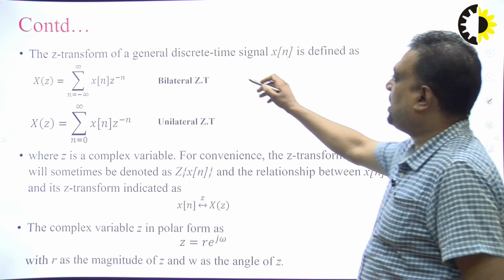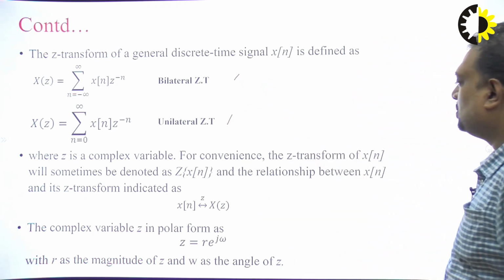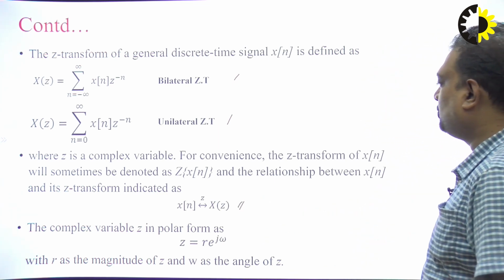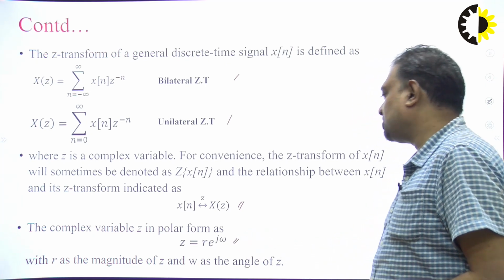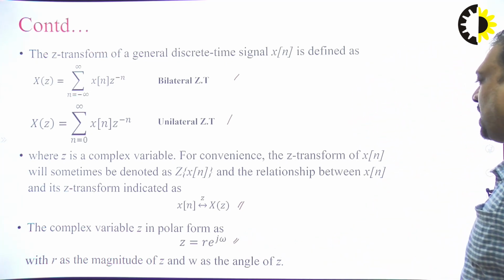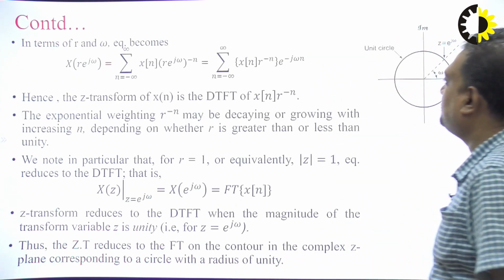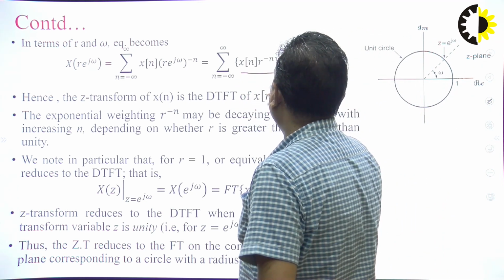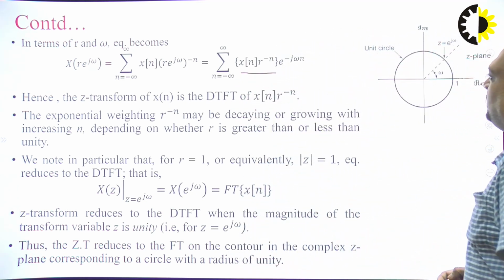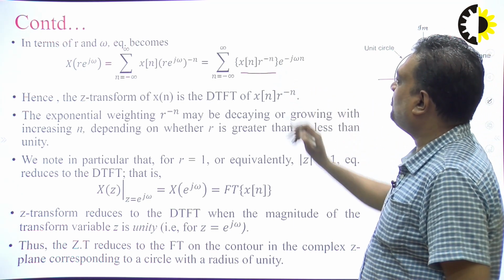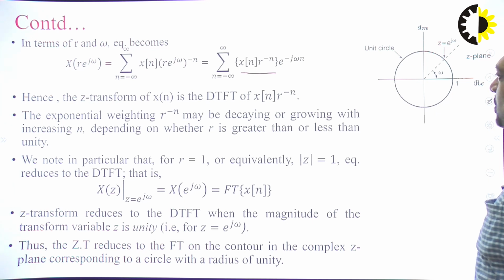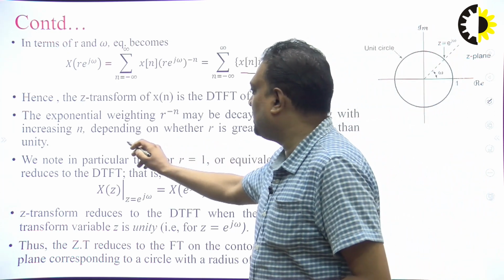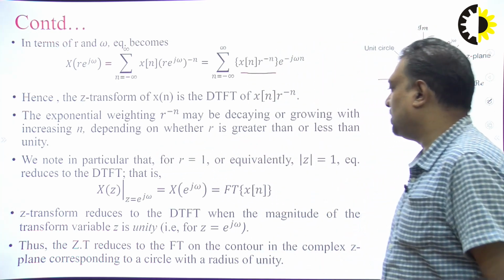This is the expression for the bilateral Z transform and this is the unilateral Z transform. In polar form, z is equal to r e to the power j omega, with r as the magnitude of z and omega as the angle of z. From here we can see that the DTFT of x[n] times r to the power minus n is equivalent to the Z transform. The exponential weighting term r to the power minus n may be decaying or growing with increasing n, depending on whether r is greater or less than unity.